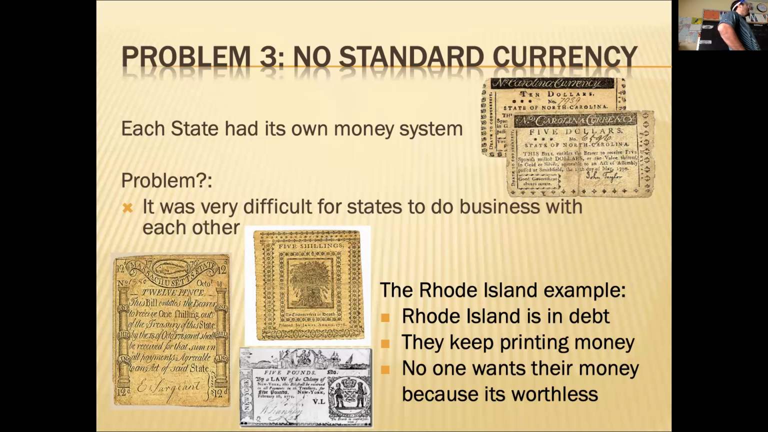So here's a good example. Rhode Island is in debt. They keep printing off money. No one wants their money because it's worthless, right? The inflation rates are so high that the worth of that dollar is just so low. And if you try to purchase an item, let's say in Pennsylvania or a closer state like Connecticut or Massachusetts, then they'd have to try to understand the inflation rates and provide you with a currency that is worth the amount you're looking to purchase in that other state. So again, a huge headache, a huge problem, since all the other states had their version of currency. There was no national currency.